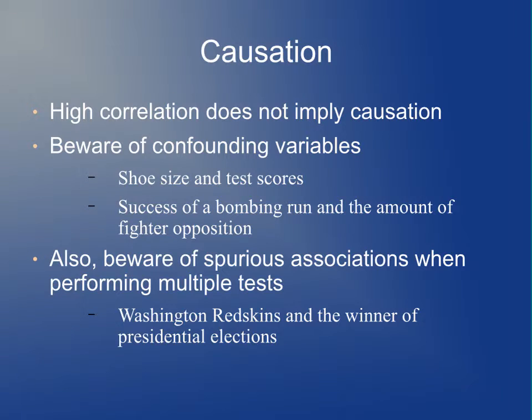And some of the results were as we would expect: if the plane was flying at a lower elevation, then it was more likely to hit the target. If it was flying at a lower speed, it was more likely to hit the target. There were some others that turned out to be surprising. In particular, there was a strong positive correlation between fighter opposition and the success of a bombing run. In other words, the more enemy fighters that were in the air trying to kill you, the more likely your bombs were to hit the target, which at first glance seems highly counterintuitive.